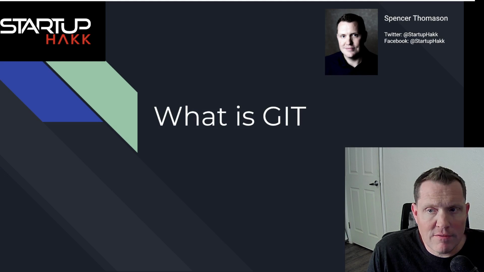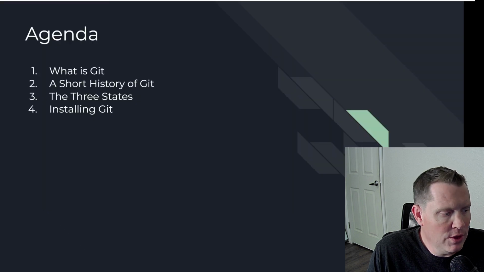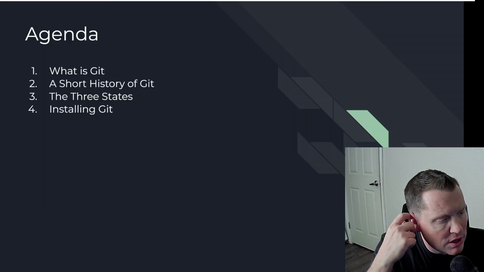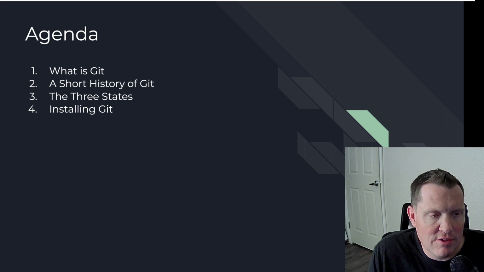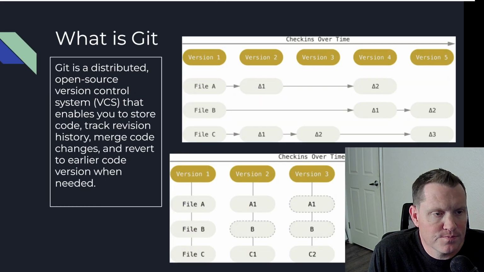All right, let's dive into Git. What is Git? That's what we're going to be covering here today. So let's talk a little bit about what Git is, how you can use it, and what some of the different things you can do with Git are. So we're going to talk about what is Git and give a short history of Git, the 3 stages, and then we're going to show you how to install Git.